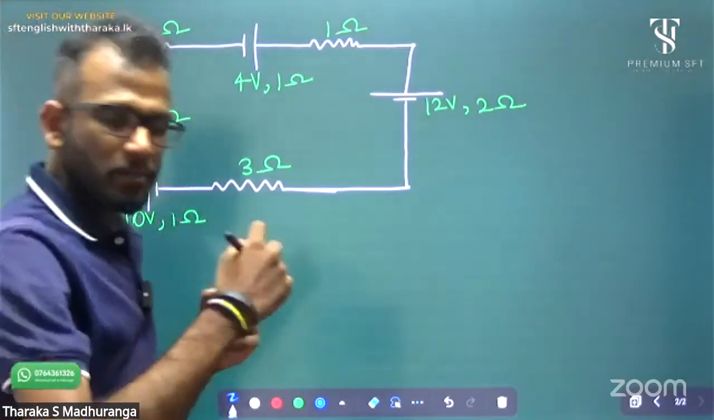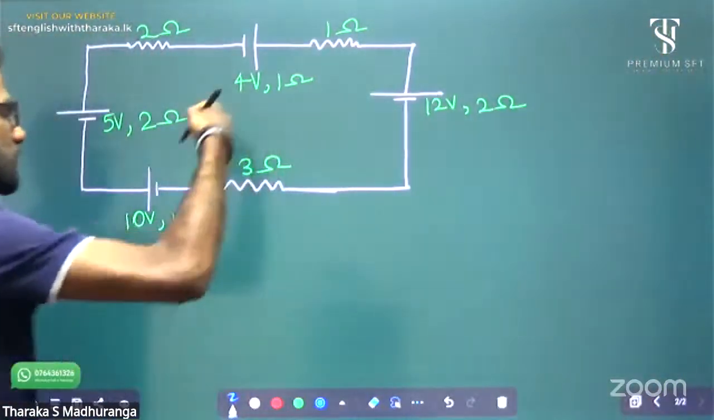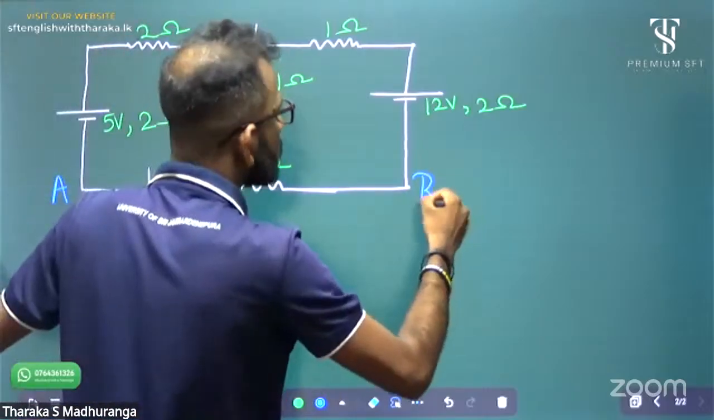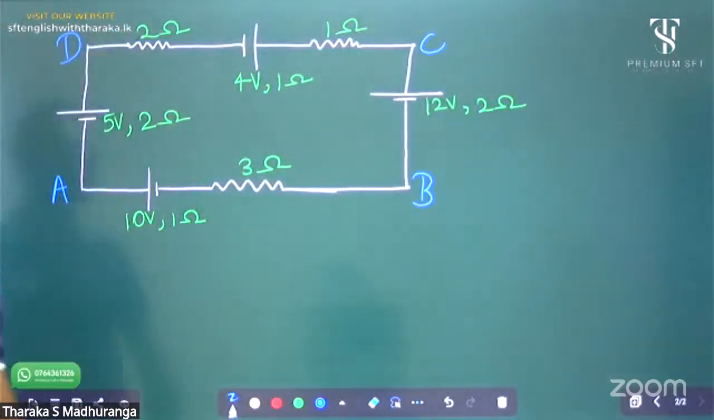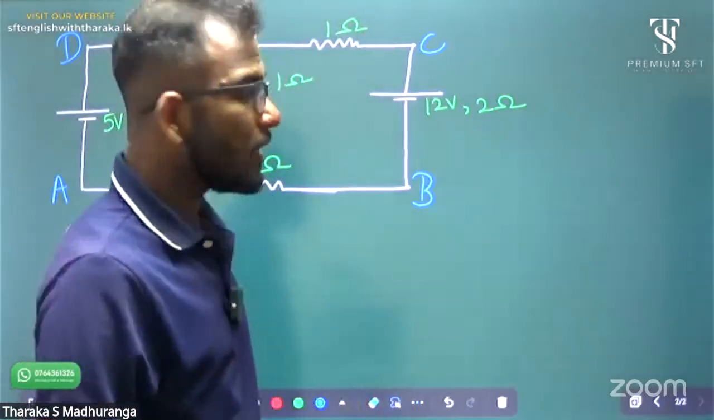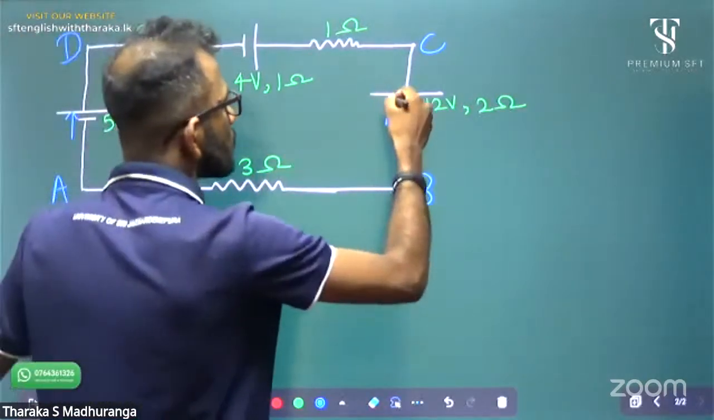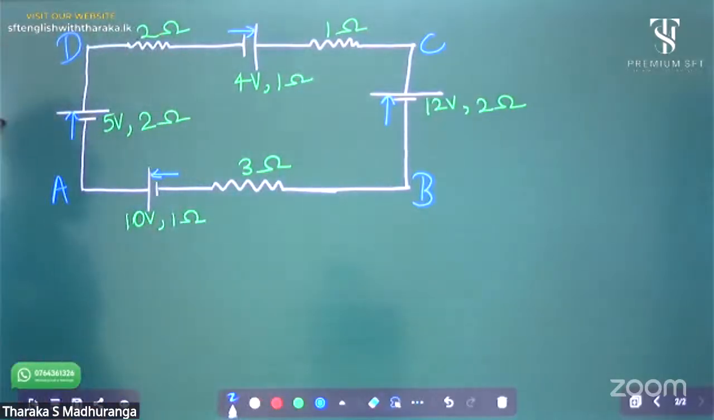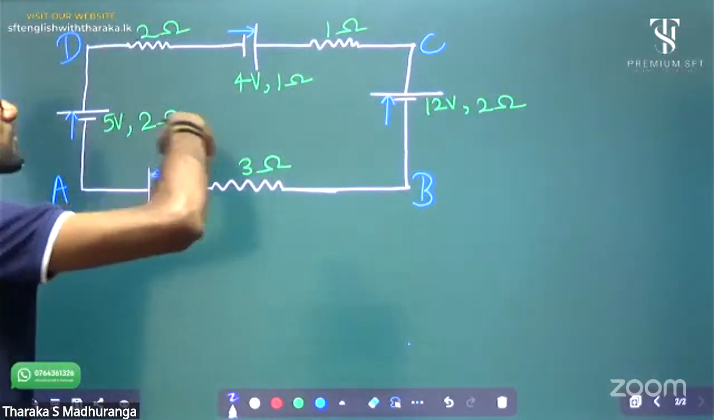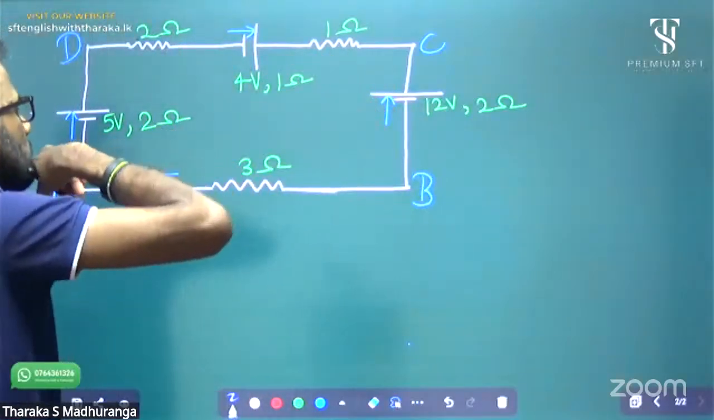Okay. What is my first step? Label the circuit first. I think this is corner A, B, C, D. Second step, mark the electromotive force directions. This is the electromotive force direction. Next, mark the current direction. What is the current direction? You can mark any direction, no problem.